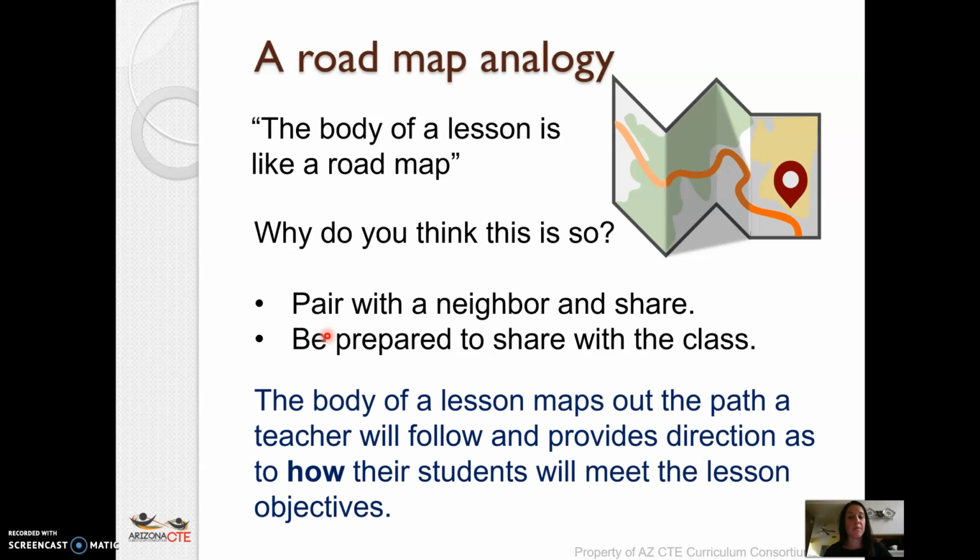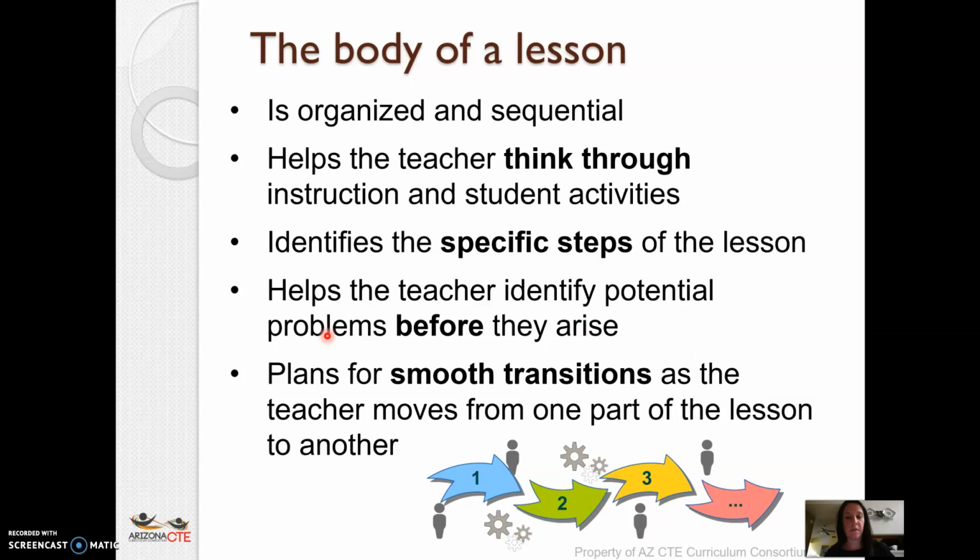The body of a lesson plan maps out the path the teacher will follow and provides direction to how their students will meet the lesson objectives. Remember, after we have our standard, we then write an objective that connects to that standard. Then our whole lesson is based off making sure that we meet that objective. And so we need that roadmap, those directions on how we are going to make sure our students meet our objective. This needs to be pretty specific.